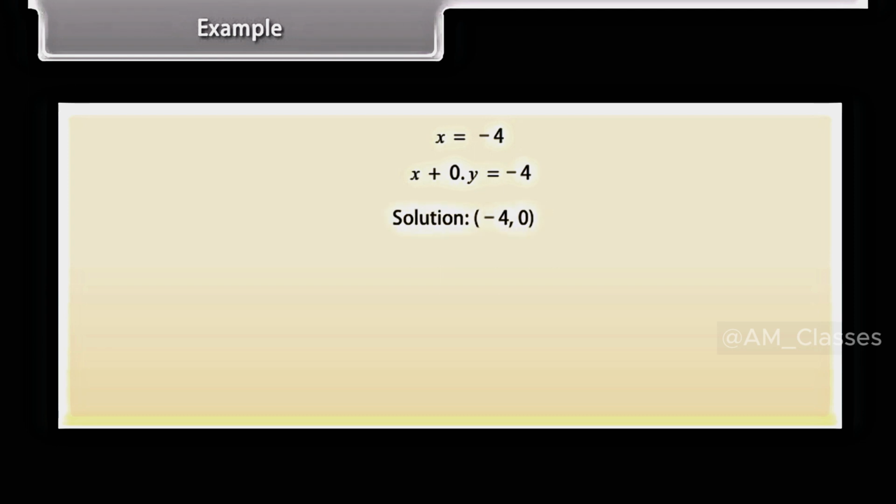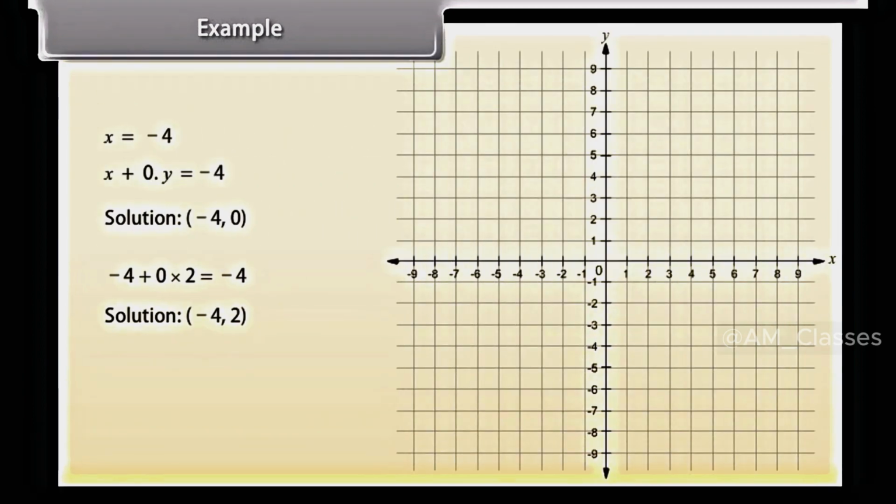So we get the first solution of the equation, that is minus 4, 0. Since the value of y can be anything, the other solution of the equation is minus 4, 2. Now mark these points on the graph. This is minus 4, 0 and this is minus 4, 2. Join these points. We can see that the graph AB is a line parallel to the y-axis and at a distance of 4 units to the left of it.